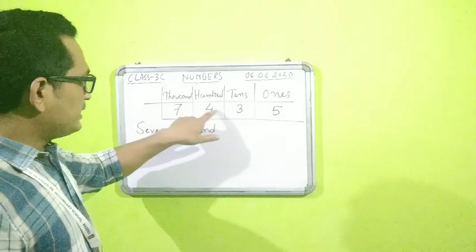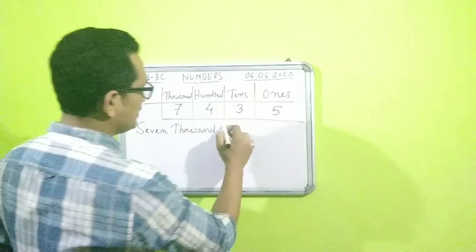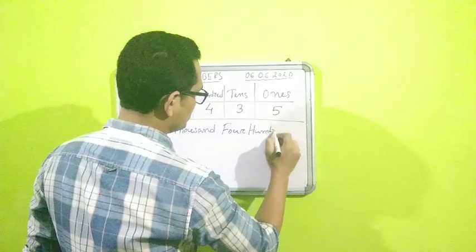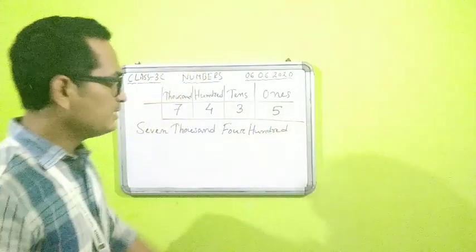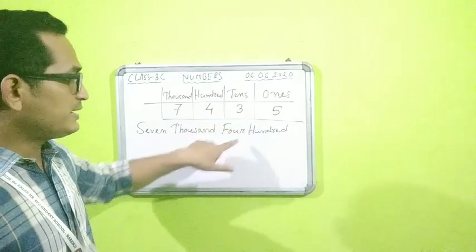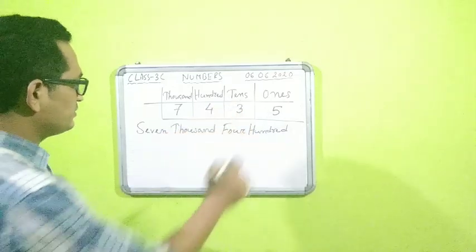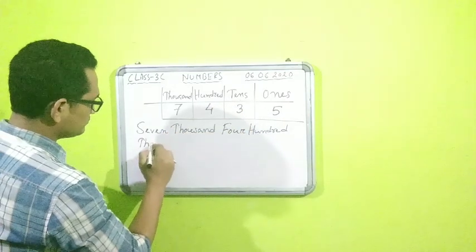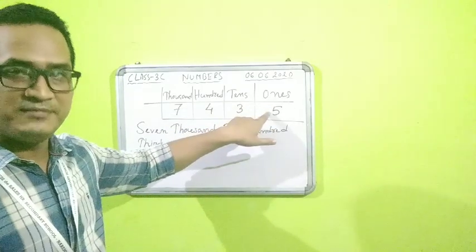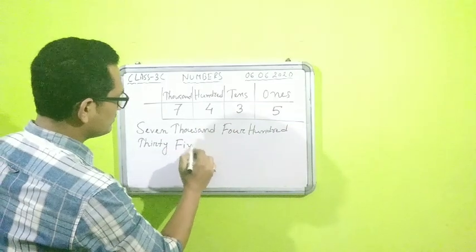Fine. Then this is the hundreds place. How many hundreds are here? There are 400. So we will write 400. How many tens are there? 3. So that means we will not write 3 tens. We have to write 30. 3 into 10, how much will it be? 30. So it will be 30. And how many ones are there? 5. So 5 into 1, it will be 5 only. So it will be 35.